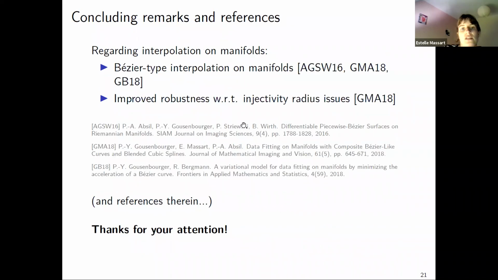And if you are interested more specifically in interpolation on manifolds, so generic interpolation for arbitrary manifolds, then you should also have a look at those three papers. The three of them are for Bézier type interpolation on manifolds, but you should also find there some pointers to works that are not related to Bézier curves. And the one that focuses really on injectivity radius issues is the second one. So that's all for me. Thank you for your attention.